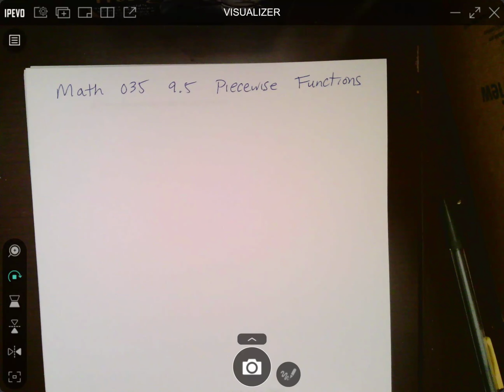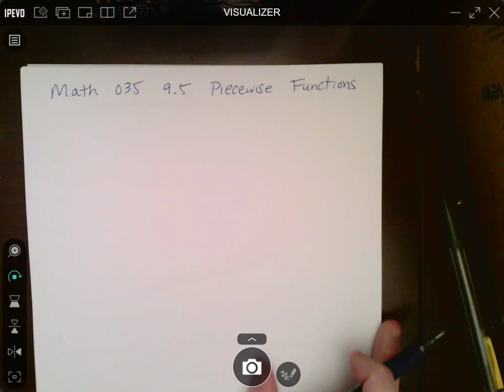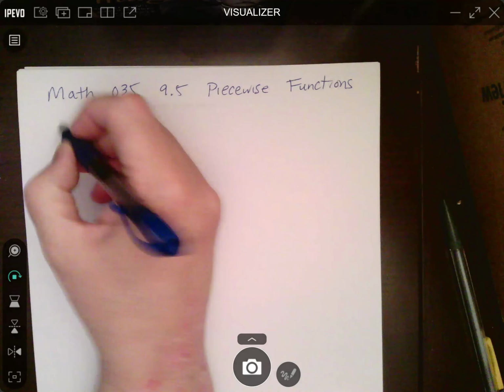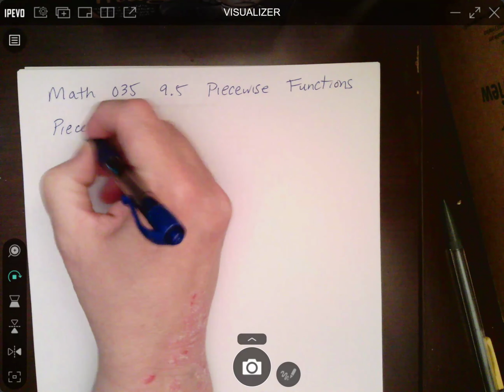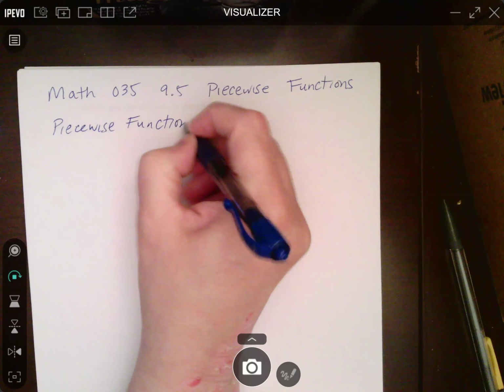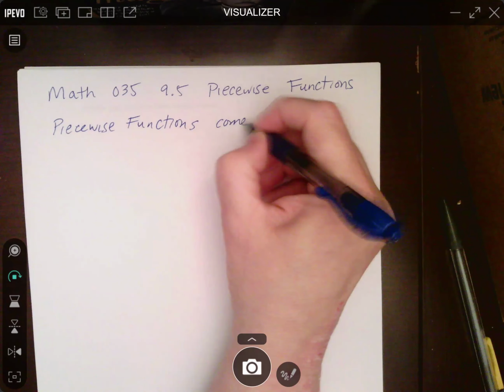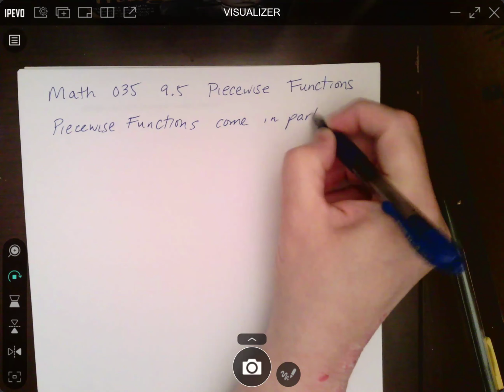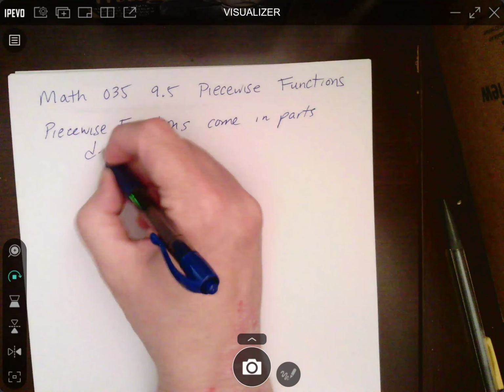Today we're doing 9.5 in John Blakely's textbook. This is on piecewise functions. This is a video just so we can get caught up. So piecewise functions come in parts, depending on where you are in the domain.